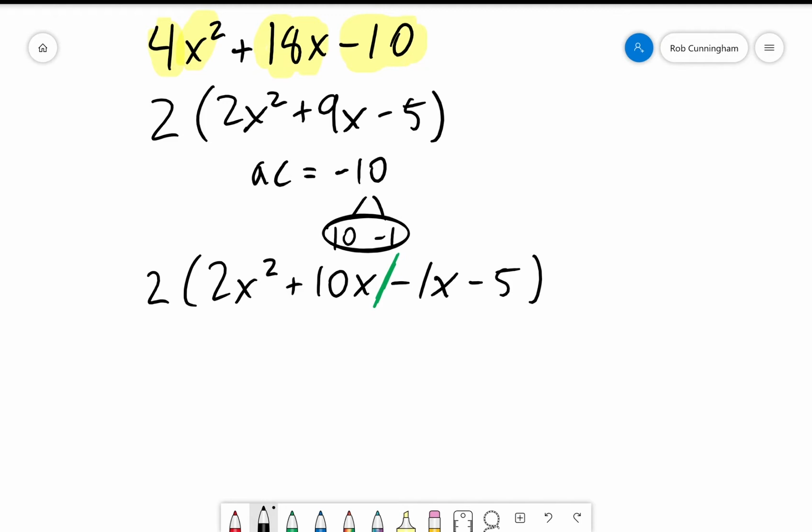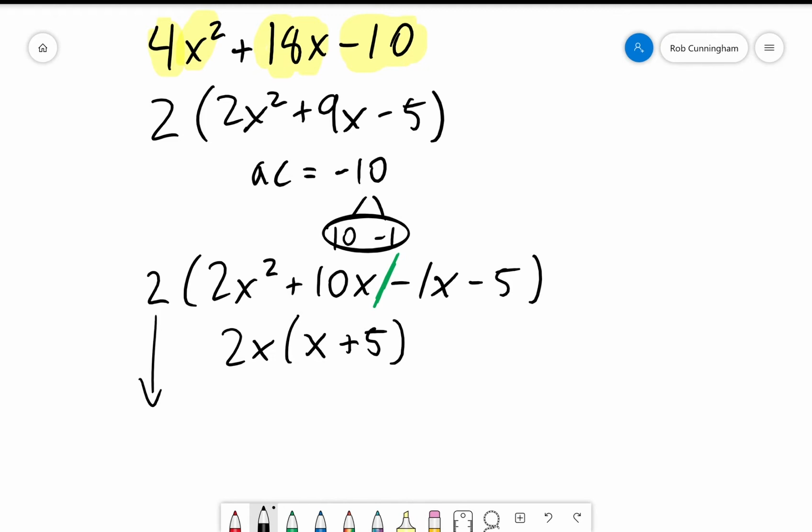This side here, again, I'm going to kind of ignore the 2 for a moment. It's going to make its appearance at the end. Don't forget about it. So I get 2x times, what's that? 2x squared divided by 2x is just x. 10x divided by 2x is 5.